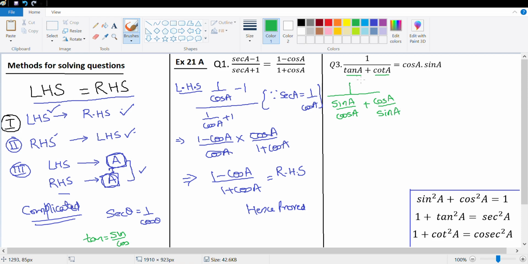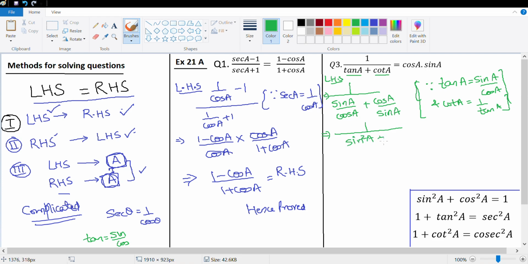Now, since I'm working with the left hand side, I should have written here left hand side. So left hand side is now, this is what I get. And the reason for this is since tan A is equal to sin A upon cos A and cot A is equal to 1 upon tan A. This is the relationship that I used, and that's why I have substituted this value. Now again, let me take LCM and try and add. So I get 1 in the numerator, this becomes sin square A plus cos square A, and my LCM was sin A into cos A.